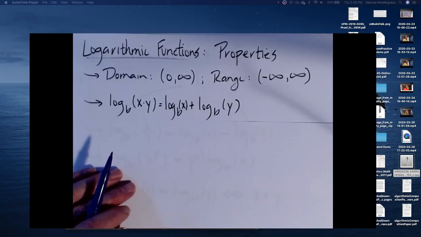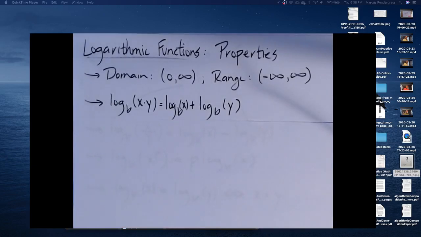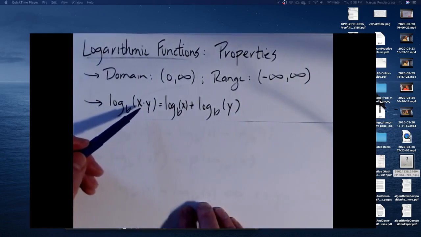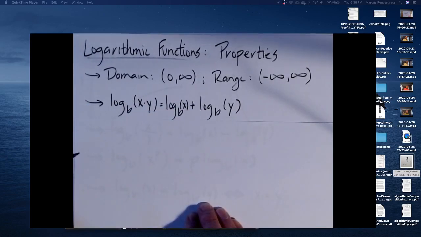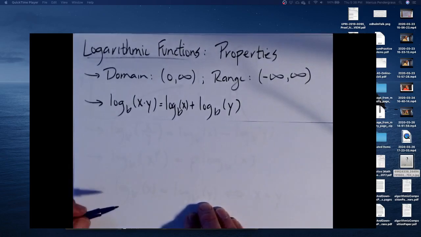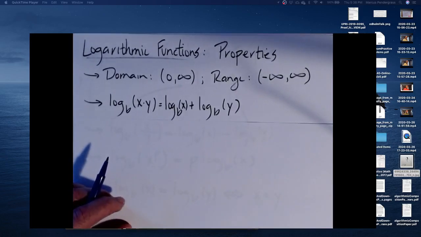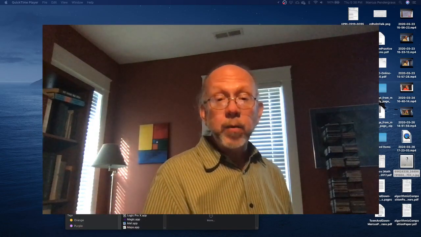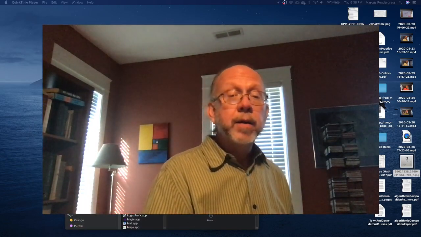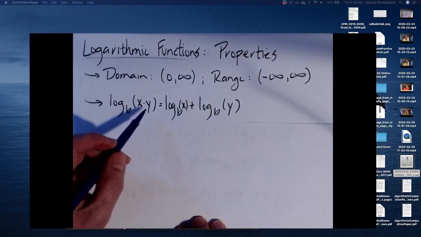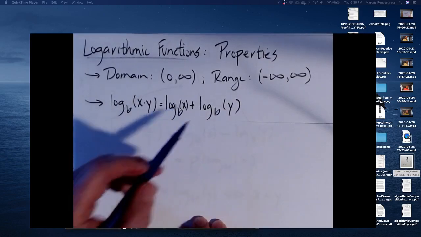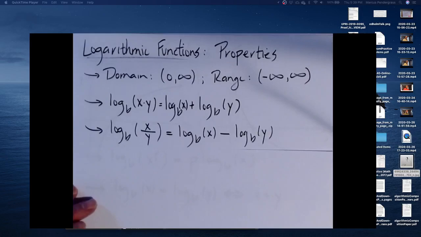The next few properties are really analogs of the corresponding exponential properties. The log base b of a product, x times y, is just the sum of the individual logs. So that's the analog of the exponential property that b to the x times b to the y is b to the x plus y. For logarithms, it turns out that the log of x times y is log base b of x plus the log base b of y. It's kind of an analogous rule for quotients.